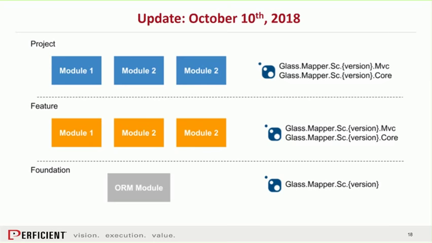Now you are seeing the structure of how Glass works with Helix. It is important that the glassmapper.sc NuGet package is only referenced by a single module in your foundation layer. Then in the feature and project layer projects, glassmapper.sc.core will always be installed. Install glassmapper.sc.mvc only when needed. That means if you're working with MVC and need access to MVC context, then install glassmapper.sc.mvc in that module. Next slide.